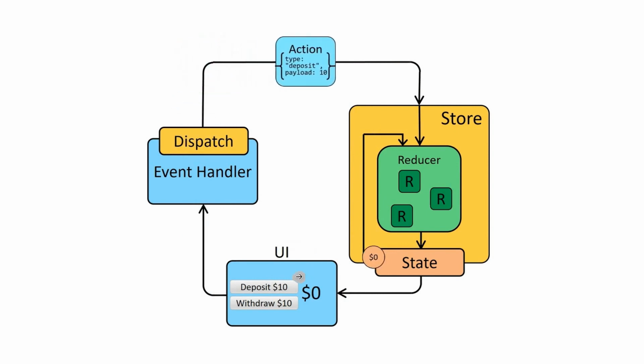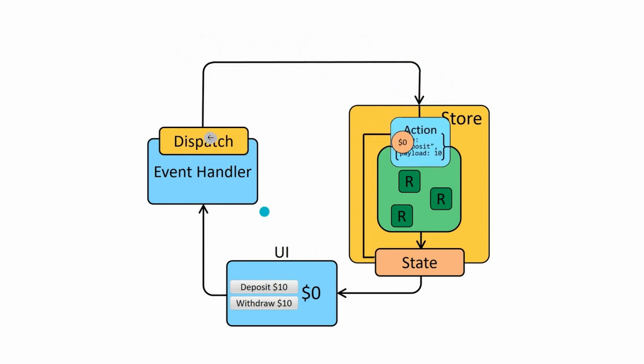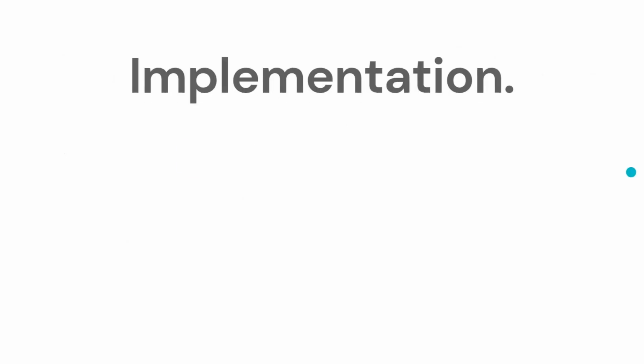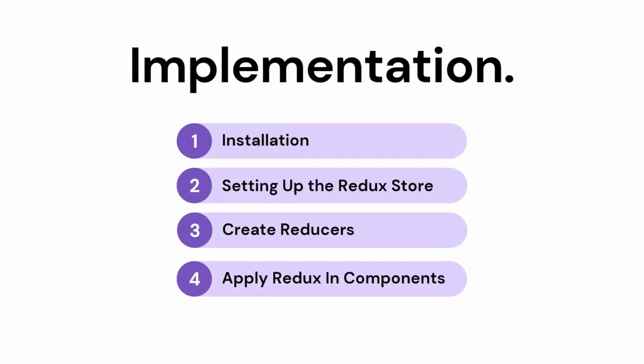In order to change that data, you must use the dispatch function. Using the dispatch function, you're able to change the value of the Redux variable that has been set inside the store. So that's the basic idea of what Redux means. And these are the benefits of using Redux: predictable state management, easy state sharing, and code organization. Next, let's start implementing Redux in our React project.